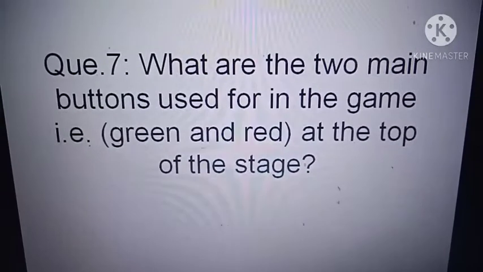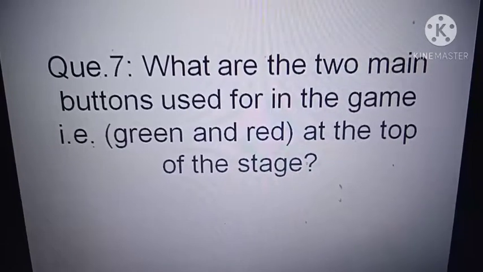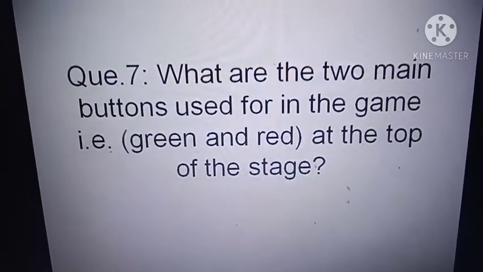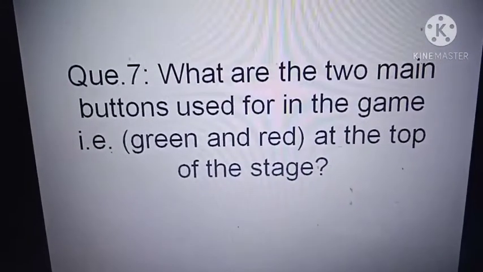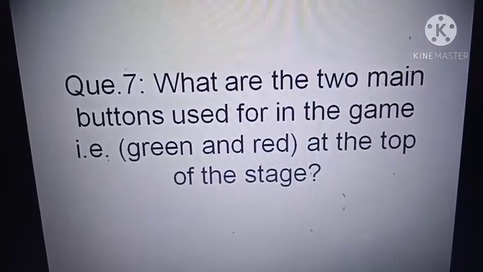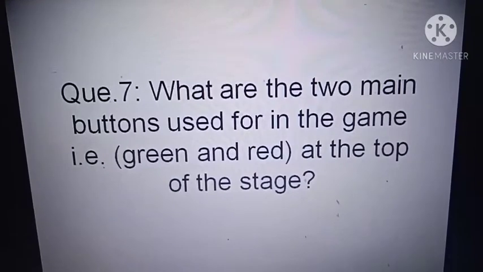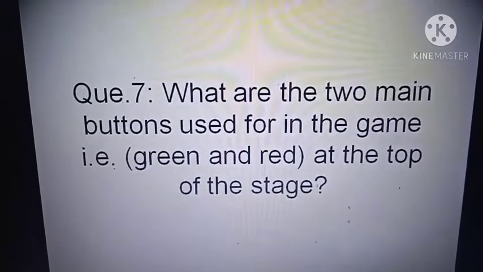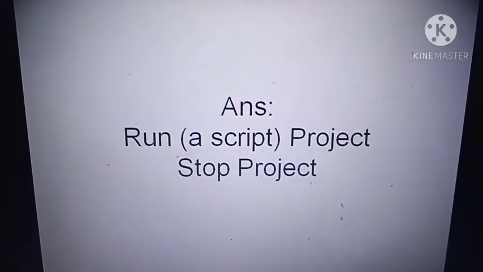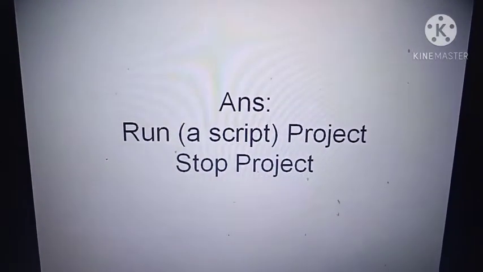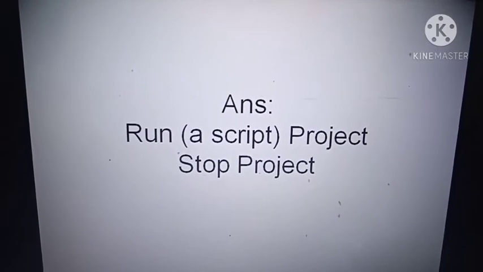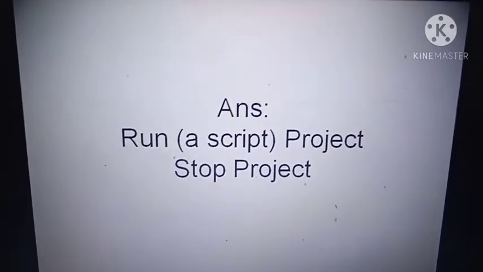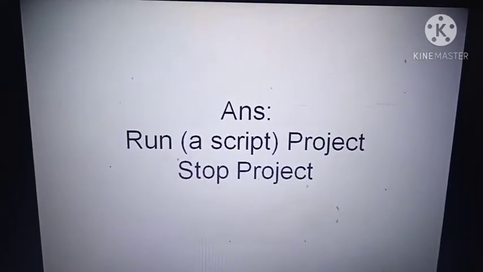The next question is what are the two main buttons used for in the game, that is green button and red button at the top of the stage. The first is used to run a script project and the second, red, is to stop the project. Green is used to run a script project and red is to stop the project.